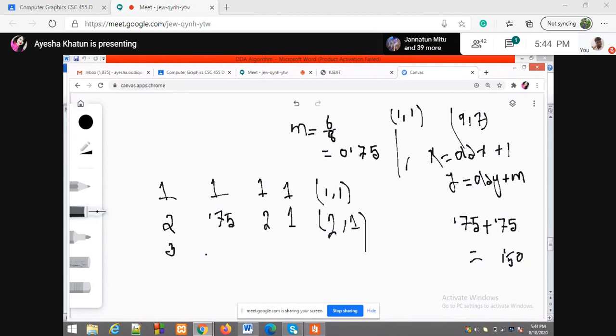So what will be our next point? So that is the initial value of y. So what is our initial value of y? That is 0.75, right? And what is the value of m? 0.75. So what will be the result? 1.5. So 1.5 will be 2.